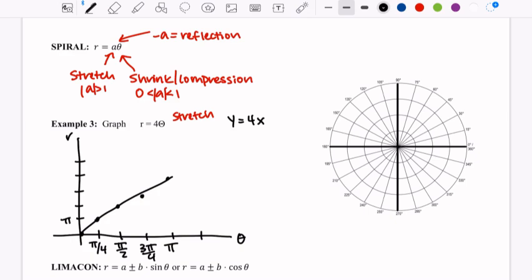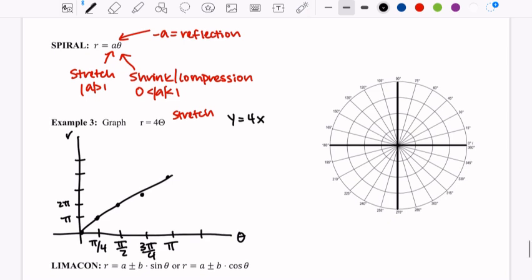Okay, if I plug in pi over 2, it's going to be 2 pi. If I plug in 3 pi over 4, that's going to be 3 pi. If I plug in pi, that's going to give me 4 pi. Okay, that's a good place to start. Now, we need to go ahead and graph those.